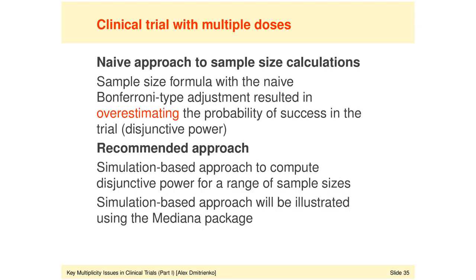So to summarize, the naive approach to sample size calculations that attempts, incorrectly, obviously, to incorporate a Bonferroni type adjustment results in overestimating the probability of success in the trial. When we define the probability of success based on disjunctive power, the sample size was overestimated by 60%. Instead of 145 patients per trial arm, we ended up with 233 patients per trial arm.